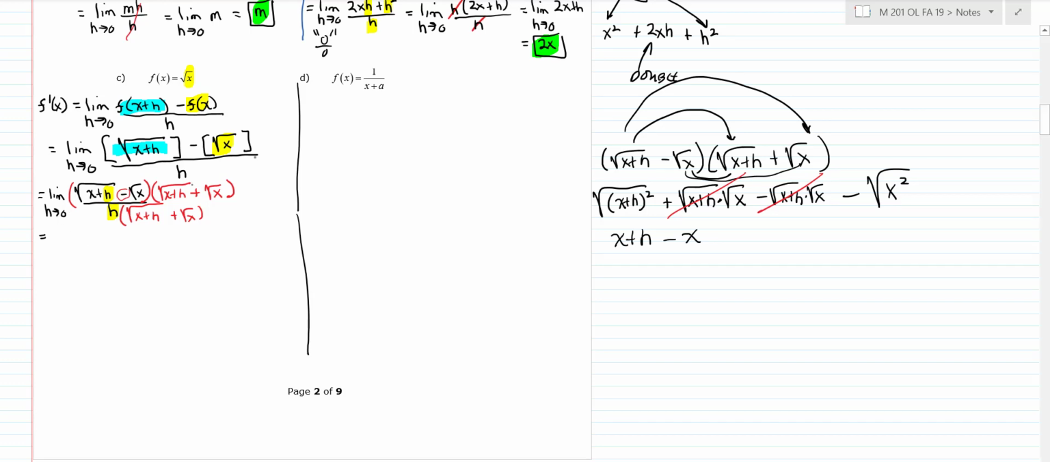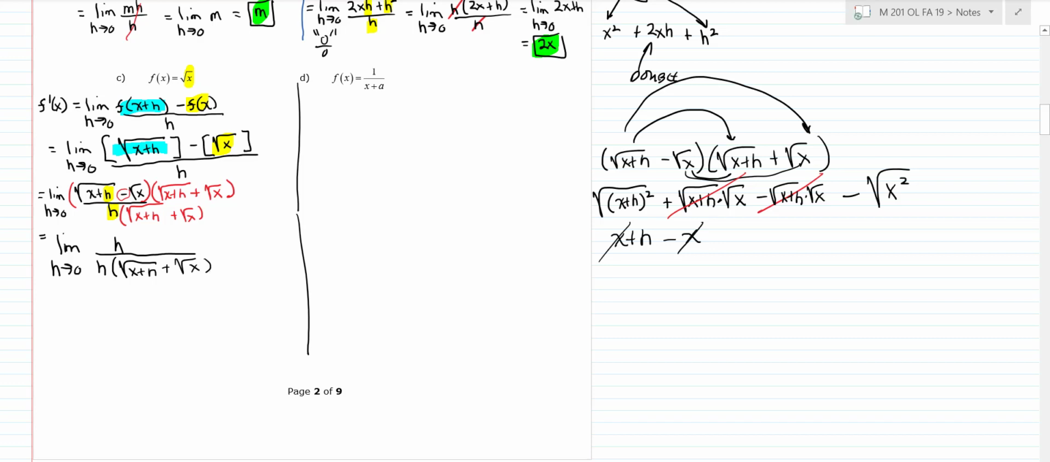So if you go back to our problem now, of course, that's going to cancel that out. So you're going to end up with the limit as h goes to 0 of, and let's see, we have an h left over in the numerator. Then in the denominator, we have h over square root of x plus h plus square root of x. So that's what we get.